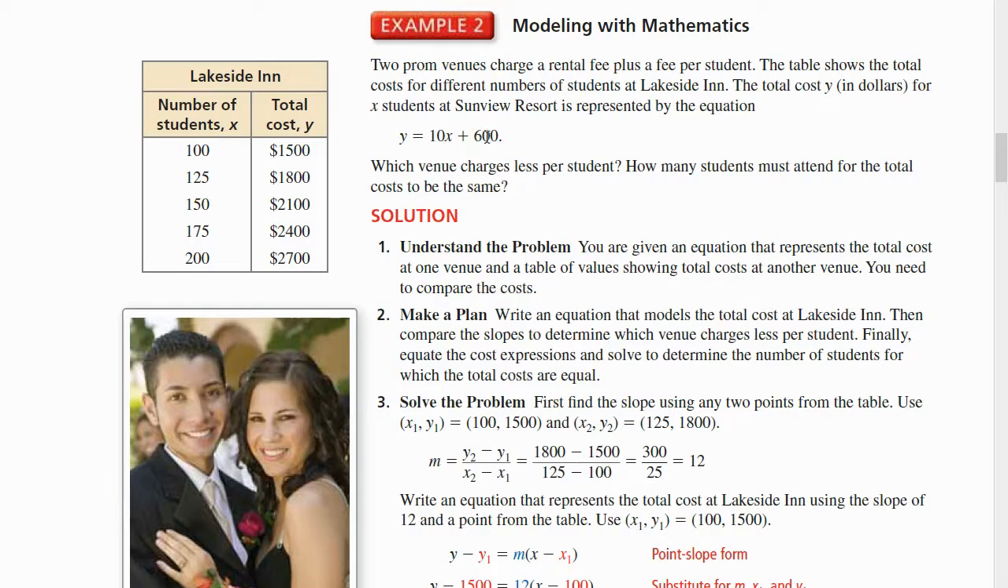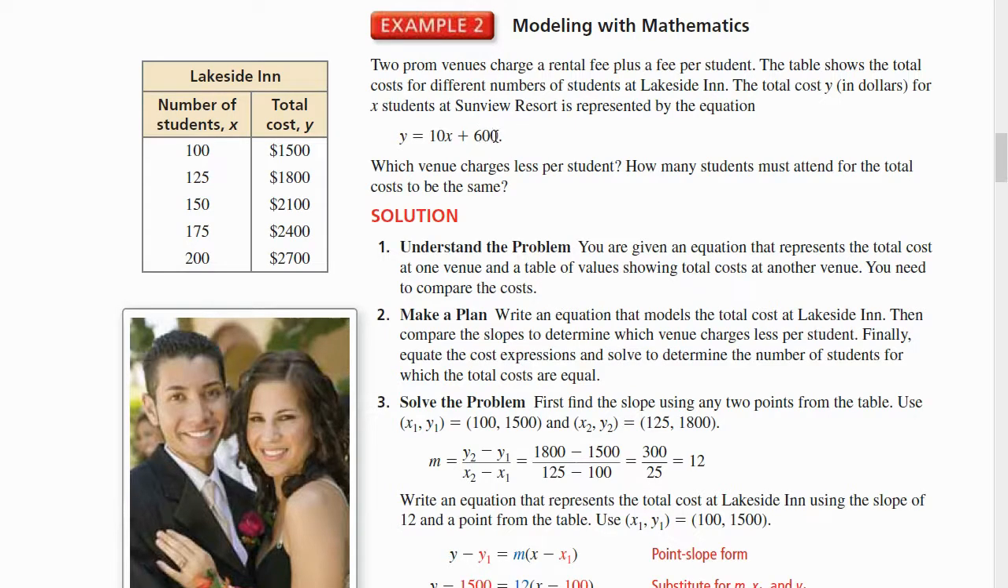What does the y-intercept represent? Well, the y-intercept, if you think about it as an ordered pair, is going to be 0, something. The x value is always going to be 0. So here, when x is 0, that's when you have no students. This is basically going to be, for no students, that would cost $600. Well, what does that mean? We wouldn't have a prom with no students.